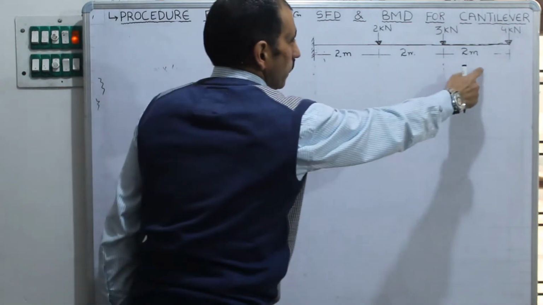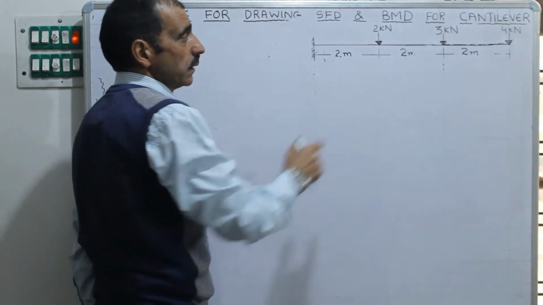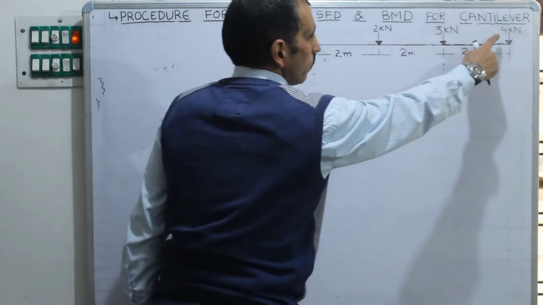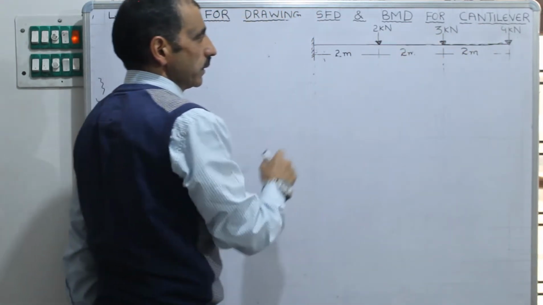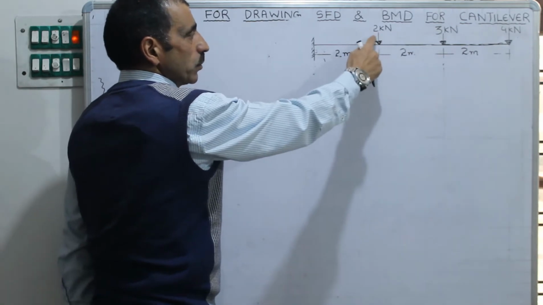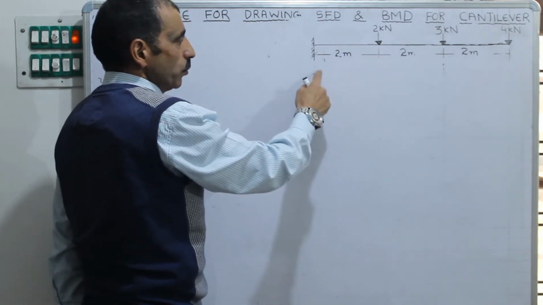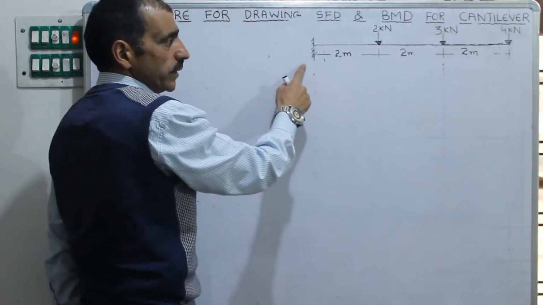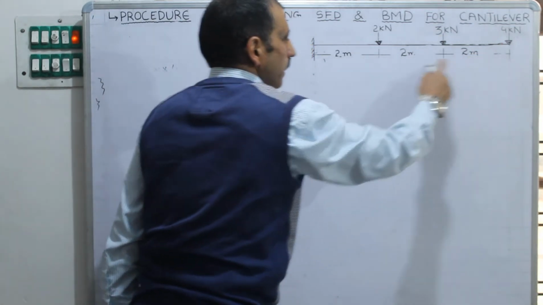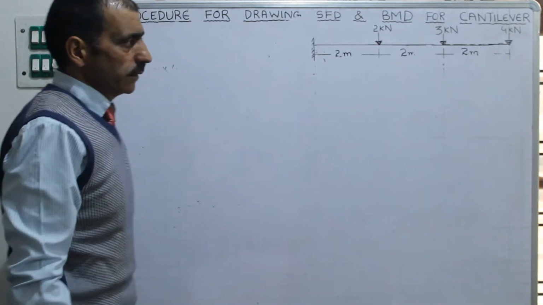Today I will show you the detailed procedure to draw bending moment and shear force diagrams for a cantilever beam. Now this is the question here. The span of the beam is 6 meters and there are 3 point loads. One is 4 kilonewton, another is 3 kilonewton, another is 2 kilonewton. This load is at a distance of 2 meters from the fixed end. Next load is at a distance of 4 meters from the fixed end, and the third load is at a distance of 6 meters from the fixed end.